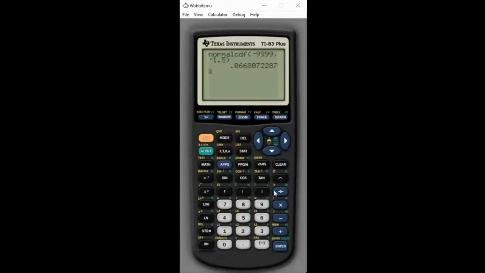And let me turn it on again. Let me clear this out. So again, I'm going to go second, vars, and I'm going to look for my inverse norm. If you notice, it's number 3. And I'm going to hit enter, and we said the area to the left was 0.0045. Close off my parentheses, and I'm going to hit enter. And if you notice, we are coming up with a negative 2.61, which was the same answer that we got when we used our table, right?